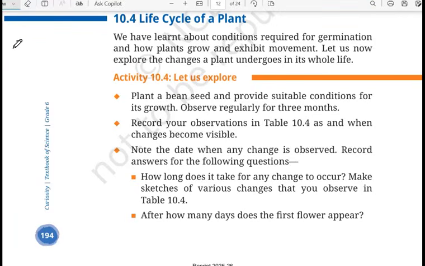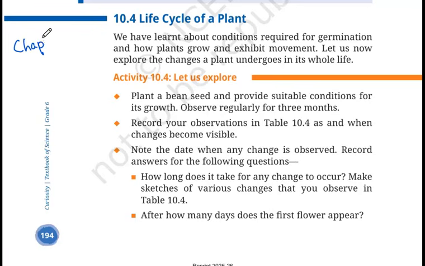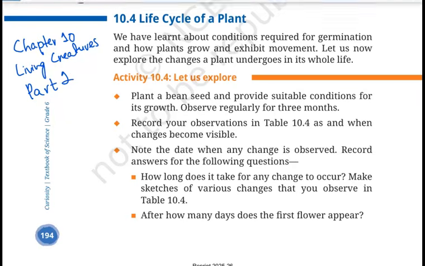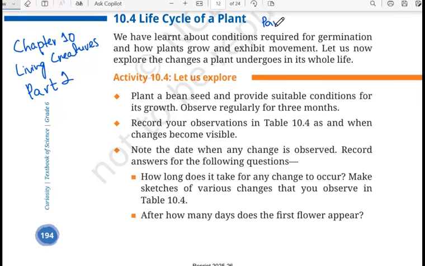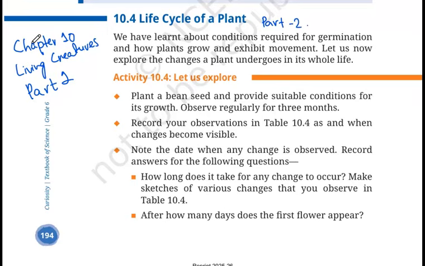In my previous video, we have done the first part of chapter number 10, that is living creatures. So we have already done the first part. You can find the lecture in part 1. Now we are doing the second part of the chapter, part 2. All right, so we'll be starting with the life cycle of a plant.